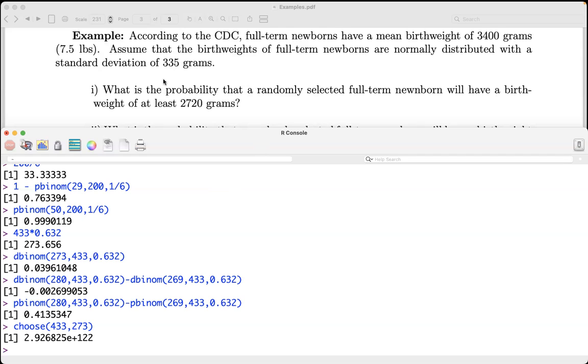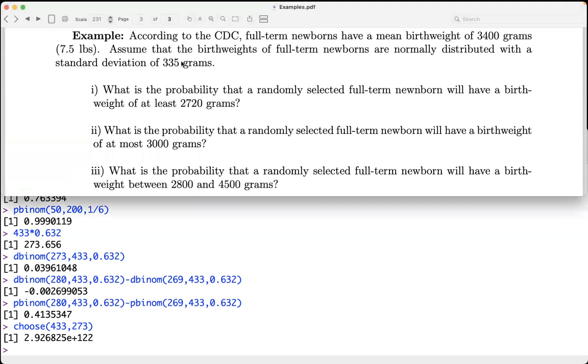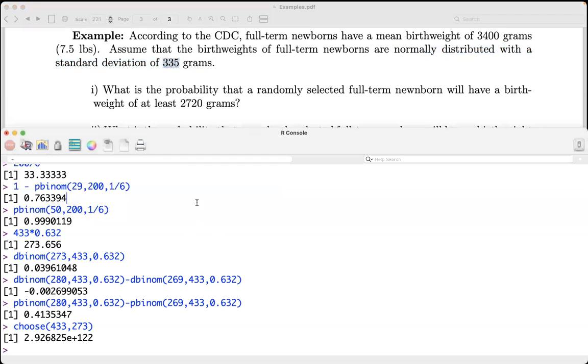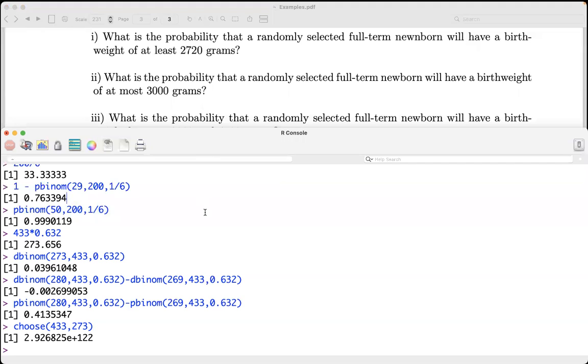Then we're going to assume that there's a normal distribution underlying this, and we're also assuming that the standard deviation is 335 grams. These assumptions are not real assumptions. These are things that I made up. The birth weights might not be perfectly normally distributed. They might follow what's called a T distribution, which we'll talk about in chapter 9. And the standard deviation I also made up, just to make the problem work. So we're just assuming that we have those things.